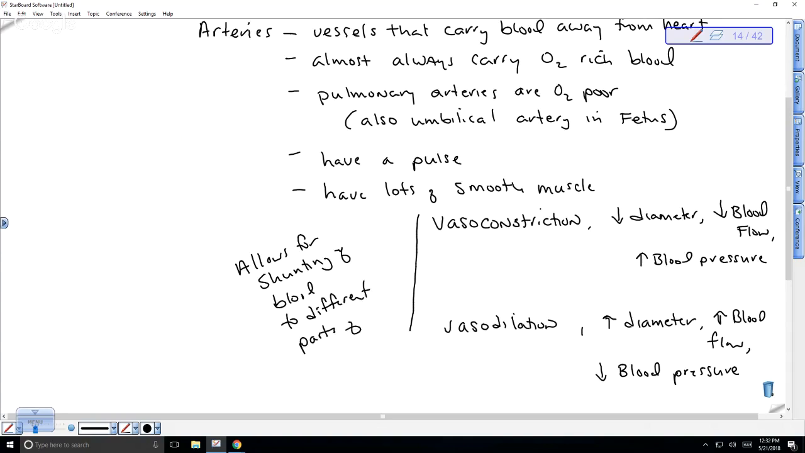So, for example, when you're cold, blood is shunted away from the skin and it actually starts to look pale or blue, right? And that's just because you're trying to conserve heat. By shunting blood away from the surface of the skin, you're not going to lose as much heat to the environment. So those are the arteries.